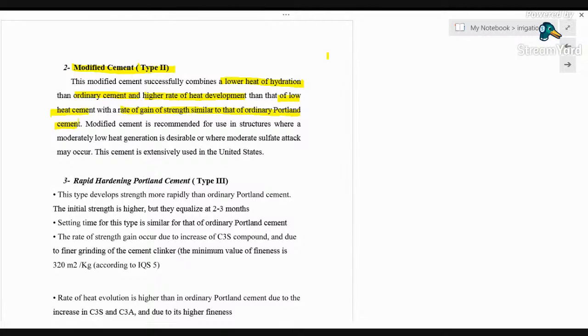Compared to ordinary Portland cement, how much heat will be liberated? The modified cement must liberate less heat as compared to ordinary Portland cement. But the amount of heat liberated in modified cement must be greater than that of low heat cement.